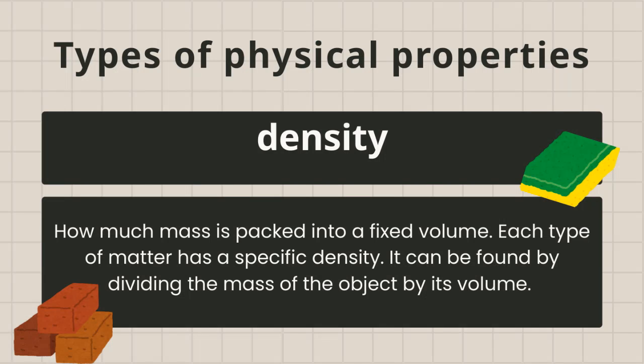Let's talk about one of the key types of physical properties, density. Density is all about how much mass is packed into a given volume. Think of it as a way to measure how tightly or loosely matter is arranged. Each type of matter has its own specific density, which helps us distinguish one material from another. To find the density of an object, we simply divide its mass by its volume.